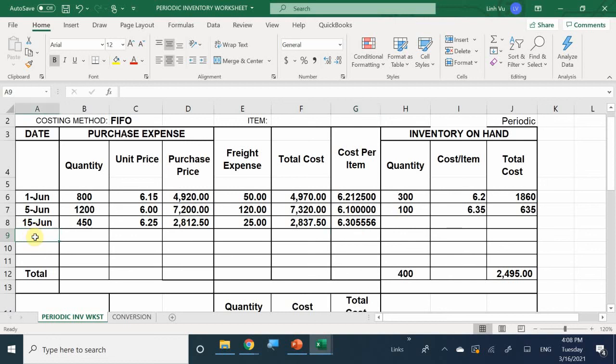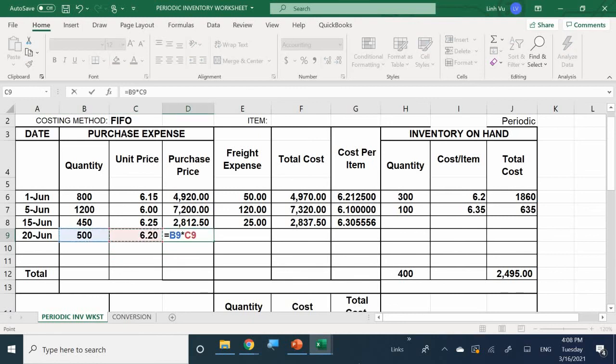So here, now let's say June 20th, I bought another 500 units, and this time it was $6.20. What's my total purchase price here? $3,100, and let's say my freight was $30.